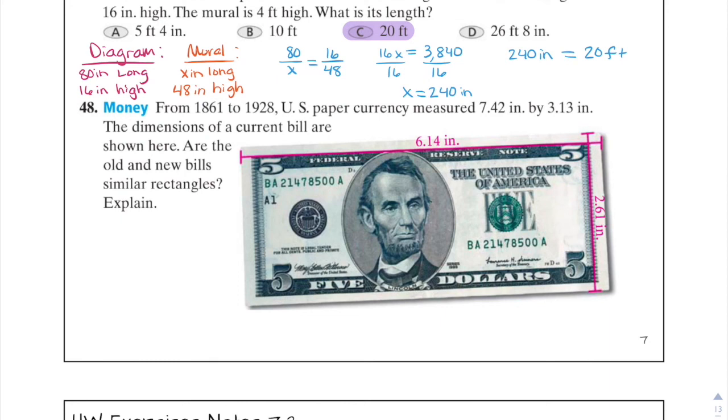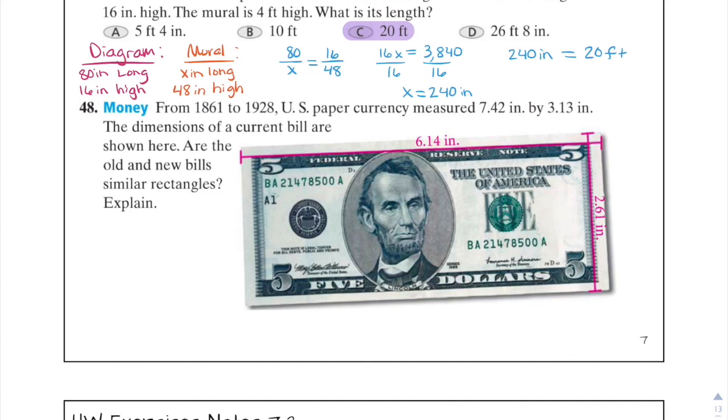All right, the last problem. Money from 1861 to 1928, U.S. paper currency measured 7.42 inches by 3.13 inches. The dimensions of the current bill are shown here.